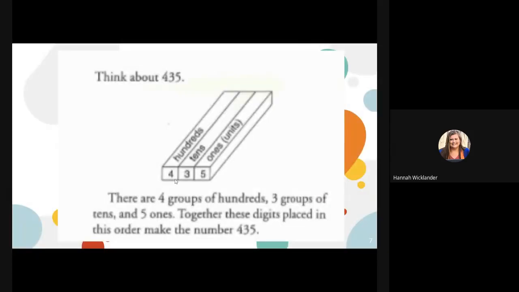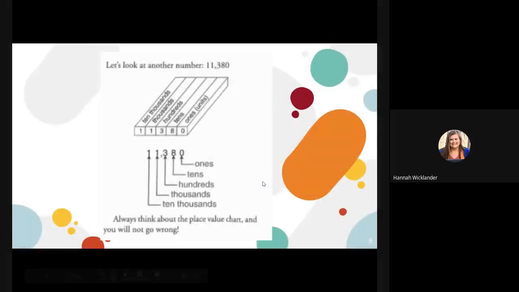So this is 435. We took the 5, the last number, and put it in the ones. Then we go 3 in the tens and 4 in the hundreds. So this means there are 4 groups of hundreds, 3 groups of 10, and 5 ones. Together, these digits placed in this order make the number 435. Here's another number, 11,380. Always place your number in the place value chart, and you'll be able to identify which place value it is in. So assignment 1.5 is going to ask you the digit 3 is in what place value, and then you'll have to answer. So for this one, the answer would be hundreds.